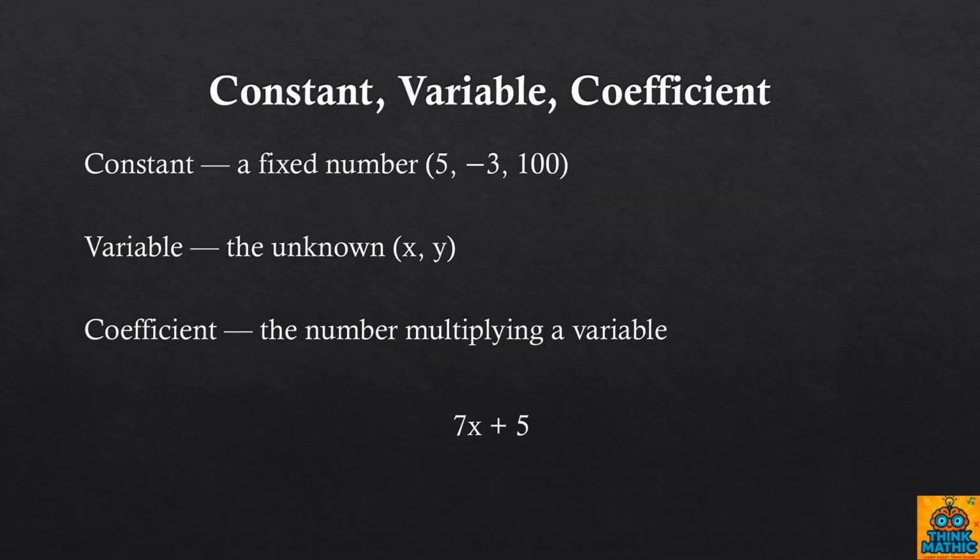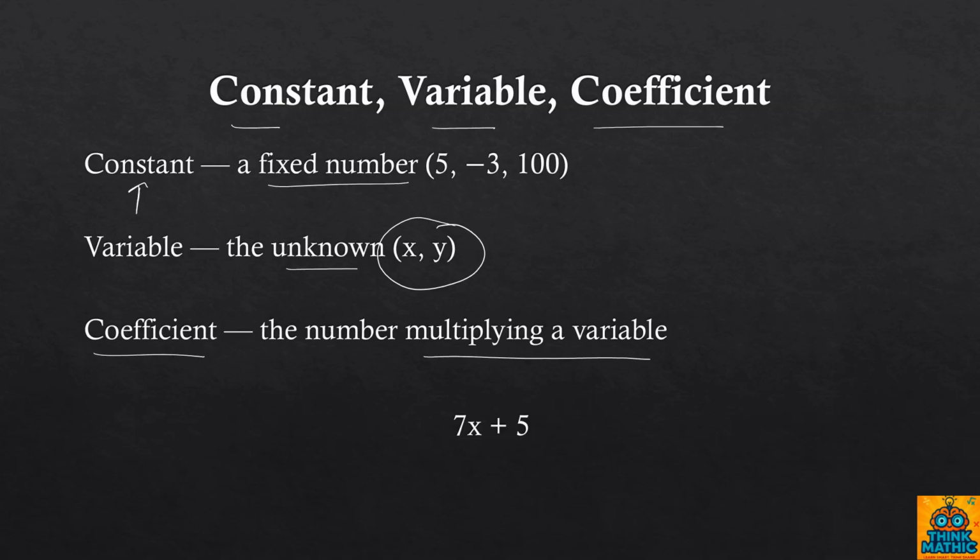Let's understand now what we mean by constant, variable, and coefficient. A constant is basically a fixed number, for example 5, -3, 100. A variable is the unknown, which is basically represented by letters like x, y, a, etc. And the coefficient is the number that has been multiplied with a variable.